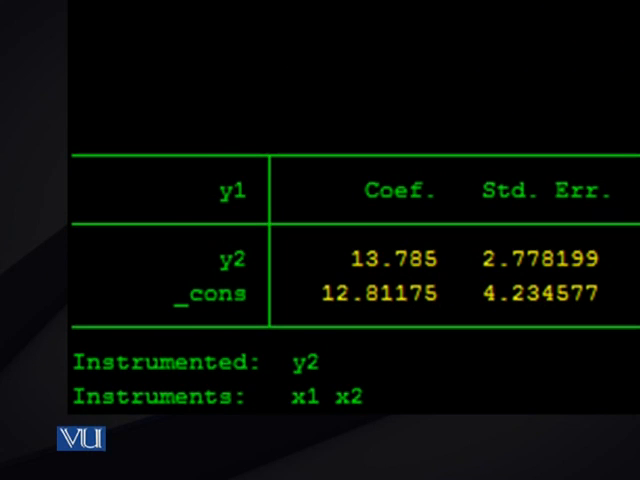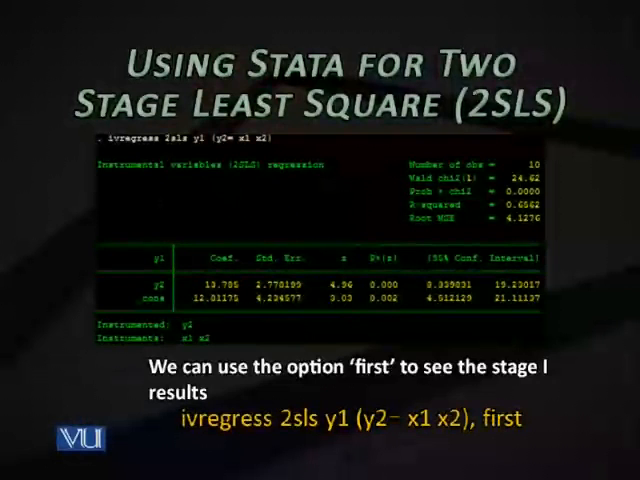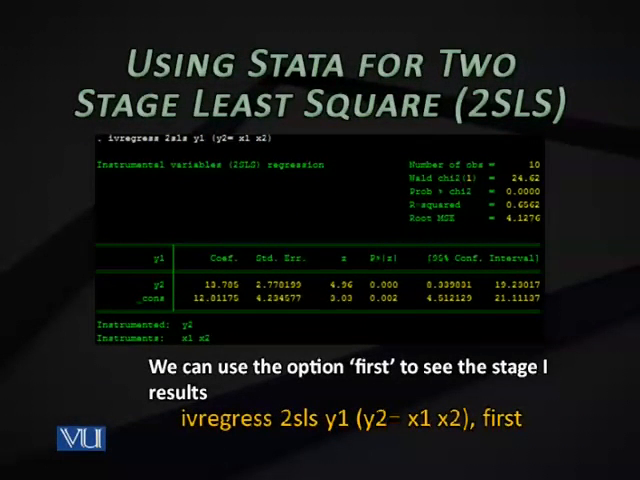So let me tell you another thing. This time, unlike reg3, you don't get the results of both stages of two-stage least squares. But if you want them, you just add an option after a comma. All the options in Stata are added after a comma, and that option is first. So look at the screen. If you type IV regress 2SLS Y1 parenthesis Y2 instrumented on X1 and X2 and then comma first, you will get both these stages on the same screen. In the screen I am showing, we have only the results of the second stage, the final results. But if you want to see what was in stage 1, you will type the option first.